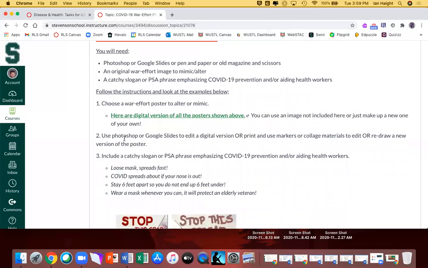If you know how to use Photoshop, go for it. I don't personally. I just use Google Slides. You can just throw an image on a slide and start inserting images over it and resizing them. It's pretty straightforward. You can print it out. You can use markers. Again, as I said, doesn't matter.